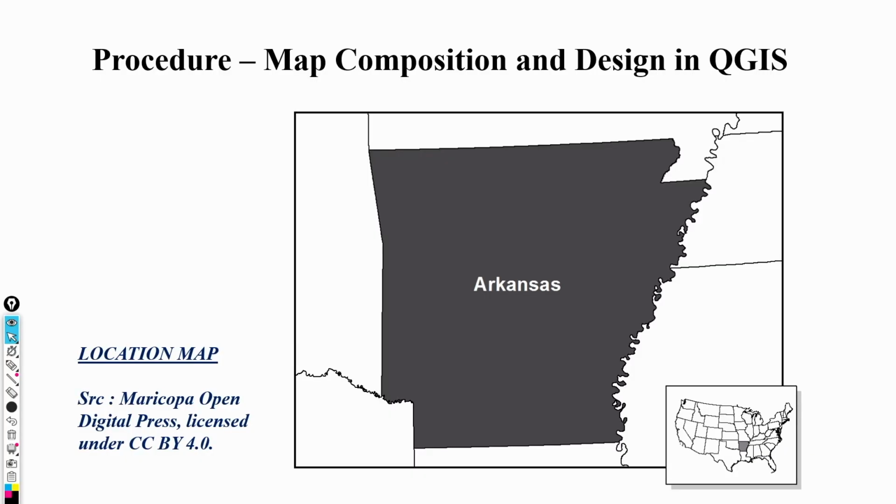Now what is this location map? I hope you can see this map on the screen. This is actually the USA, and in the USA you have n number of states. You can see that one single state is highlighted with a different color, and that single state is being projected as a larger map over here.